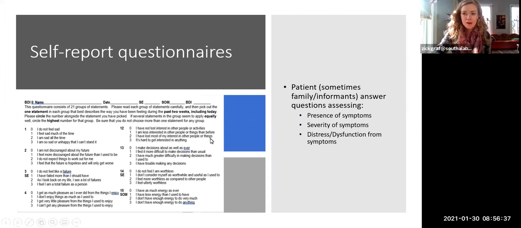And the BDI has 21 items, so the total possible score is 63.